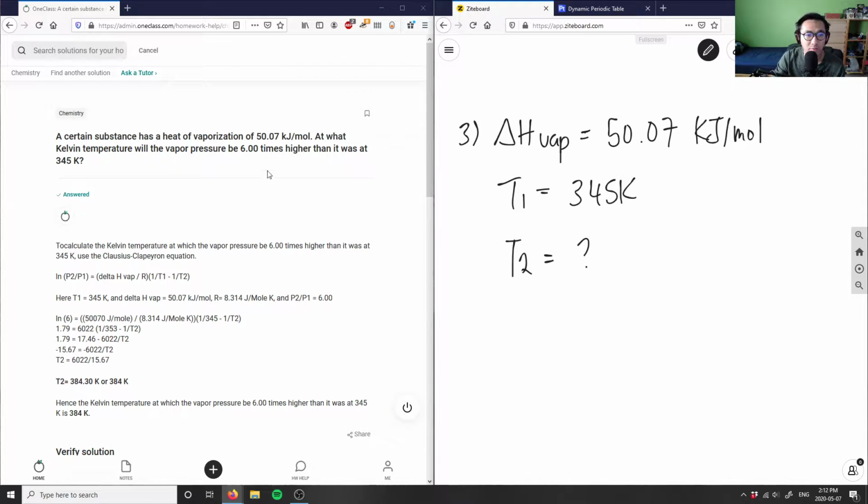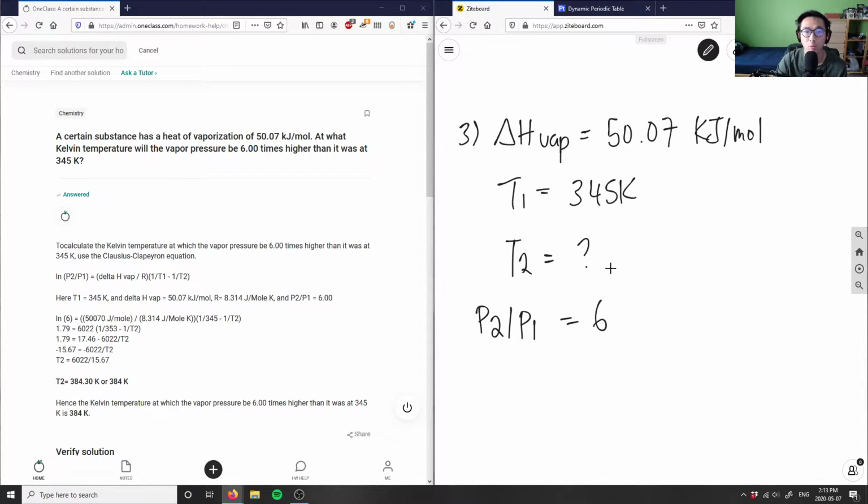And you can think of the vapor pressure being 6 times as much as the ratio of P2 over P1 equals 6, right? And basically when we say it equals 6, it means that P2 is 6 times higher than P1, when it was initially. So this ratio here equals 6.